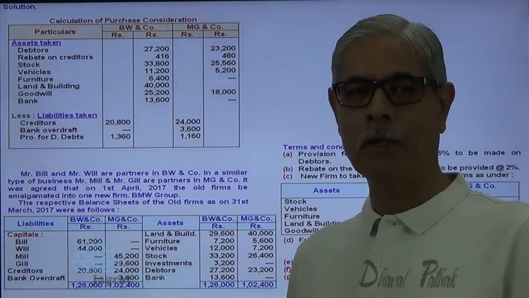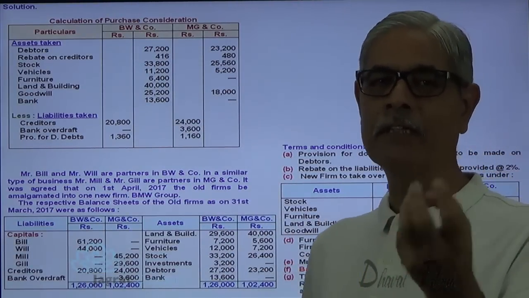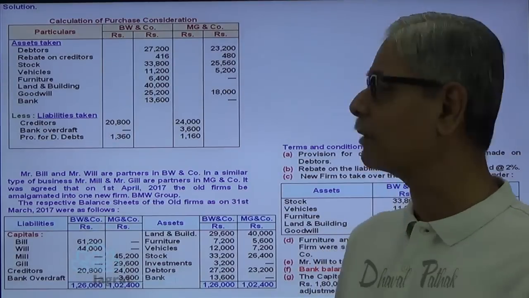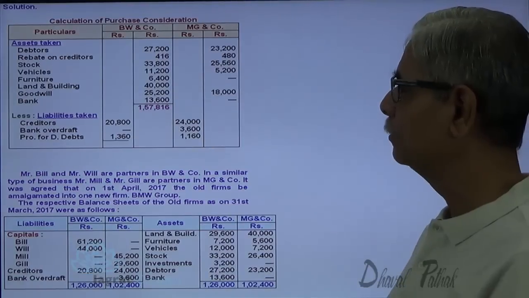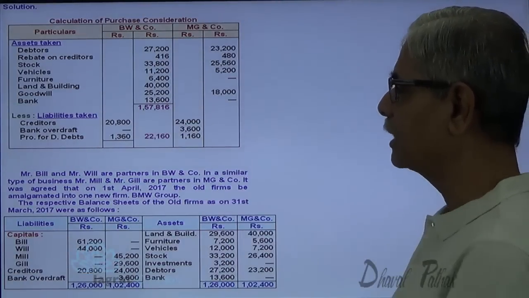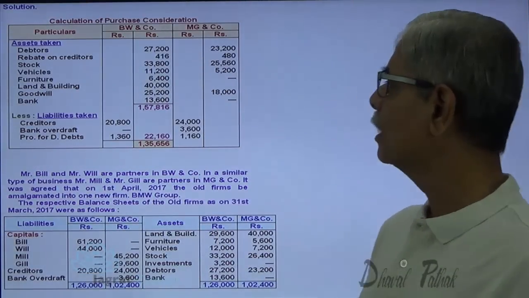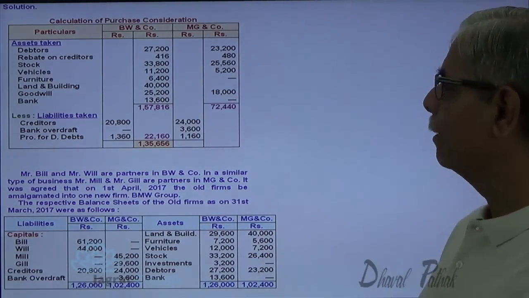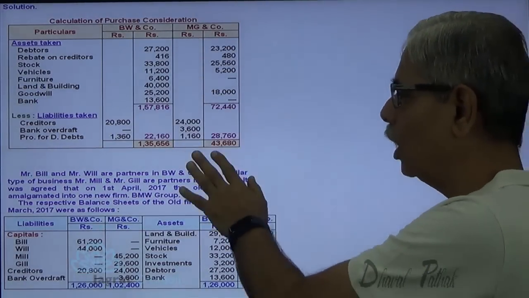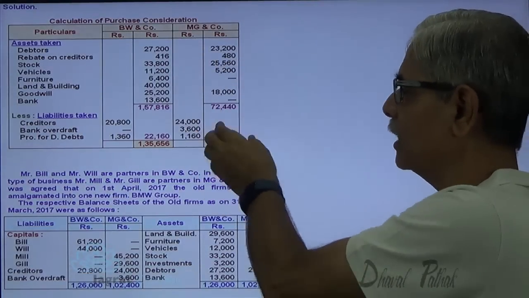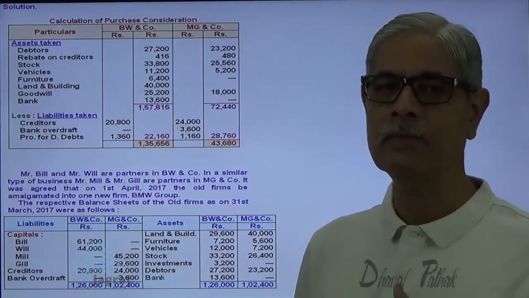So let me find out the value of business, the value at which the business is exchanged by a vendor firm to a purchaser firm, the amalgamated firm. So here, total of assets minus total of liabilities and provisions is the exchange value for BW firm. Similarly, total of assets minus liabilities and provisions is the exchange value of MG Limited. So this is the price at which MG Limited has sold its firm.